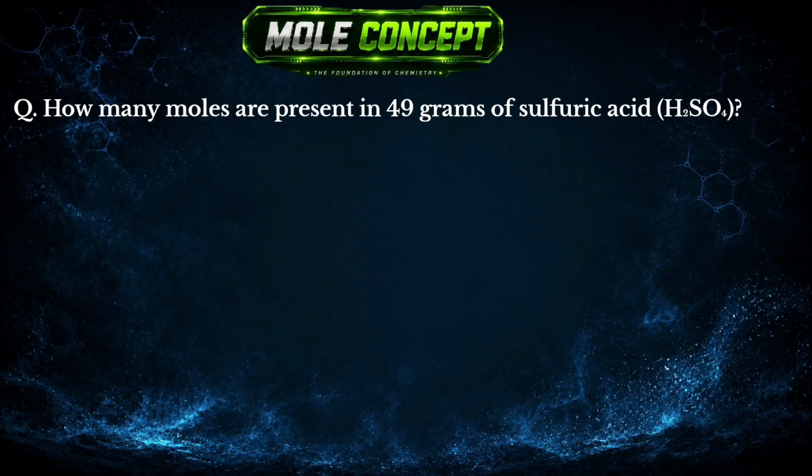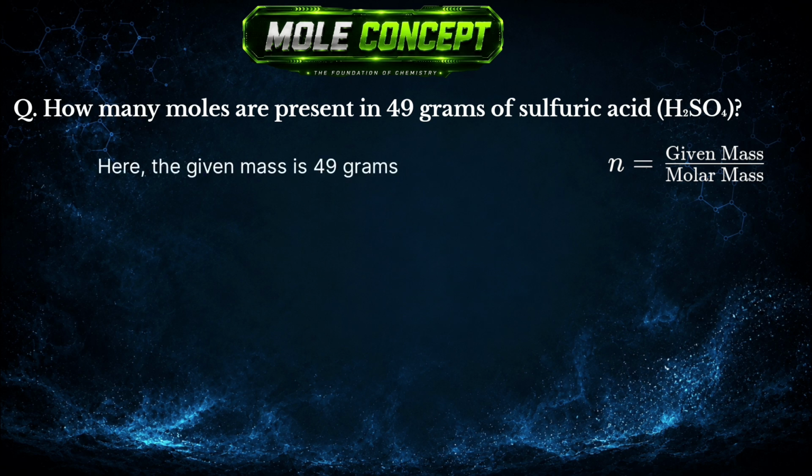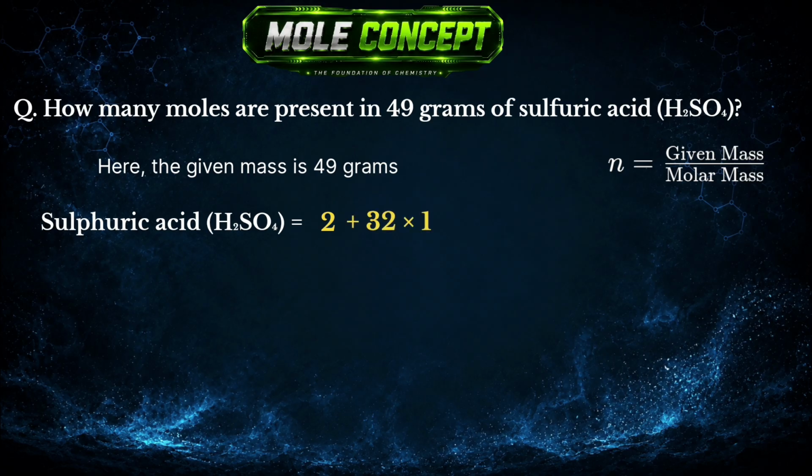Since the mass of the substance is given, we use the formula: number of moles equals given mass divided by molar mass. Here, the given mass is 49 grams. Now let's calculate the molar mass of sulfuric acid. Sulfuric acid has the chemical formula H2SO4. Hydrogen has an atomic mass of 1, and there are 2 hydrogen atoms. So, multiply 1 by 2. 1 times 2 equals 2. Sulfur has an atomic mass of 32, and there is 1 sulfur atom. So multiply 32 by 1. 32 times 1 equals 32.